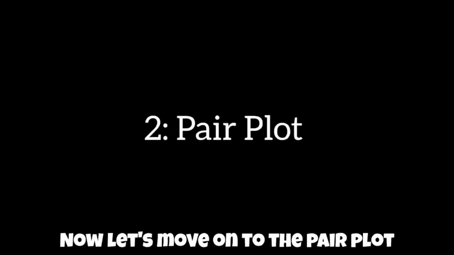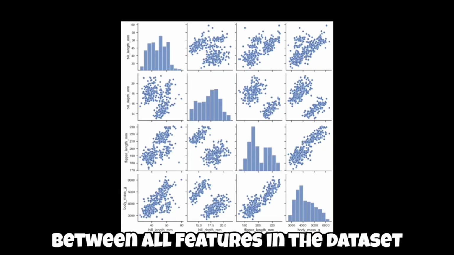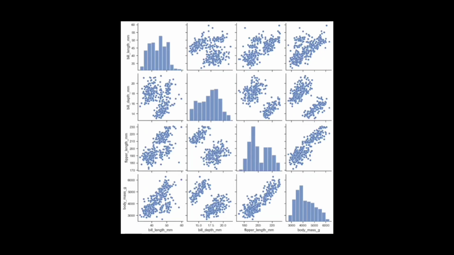Now let's move on to the pair plot. A pair plot shows pairwise relationships between all features in the dataset. It's a great way to explore how features interact with each other and if they can help distinguish between different categories, like the species of the iris flower.